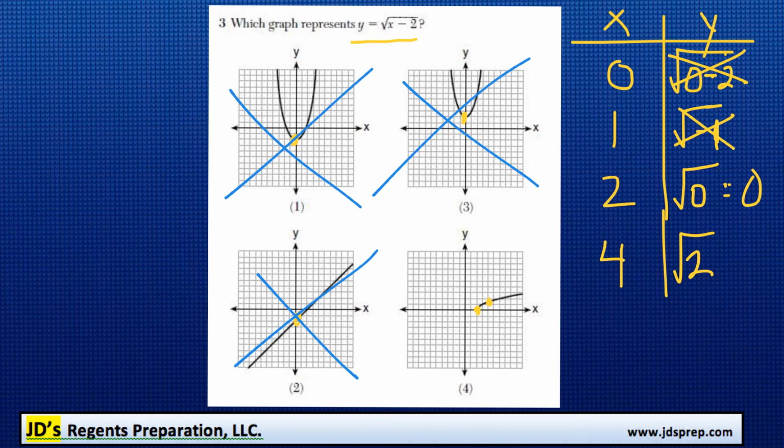I mean, the big giveaway in this question is the fact that when x is equal to 0 or 1, there is no value of y, so those points just don't exist. And you can see that that must be option number 4.